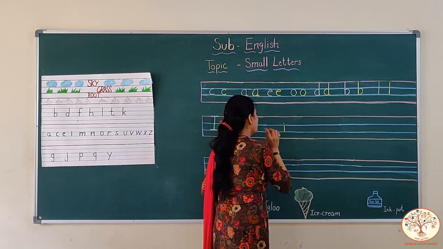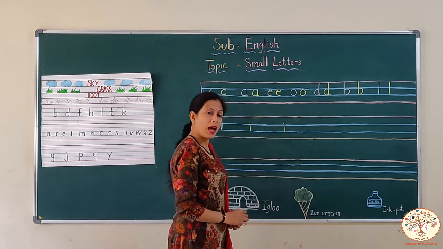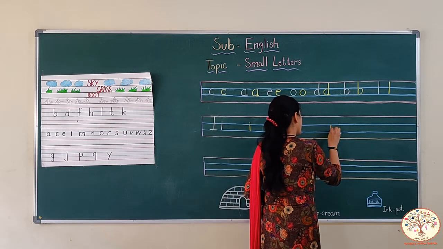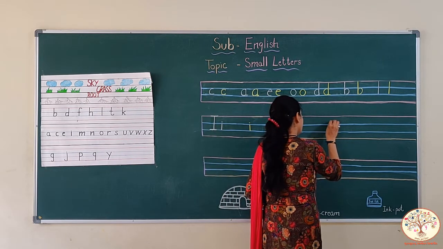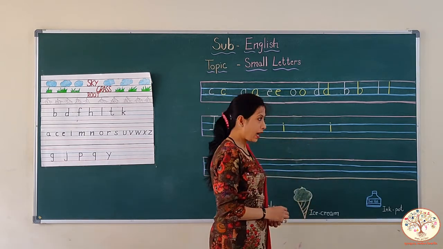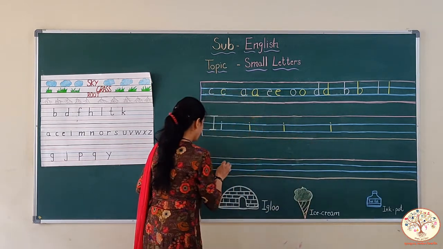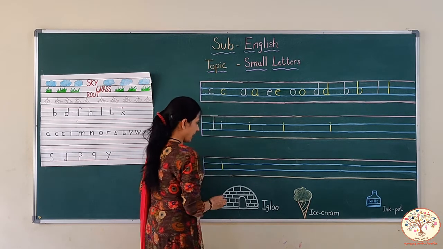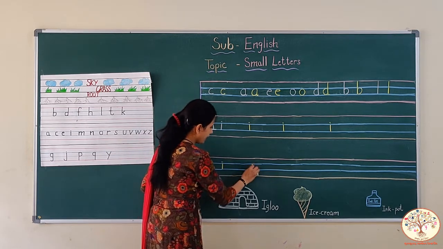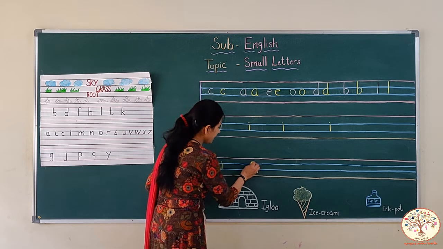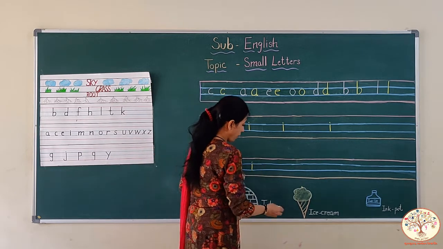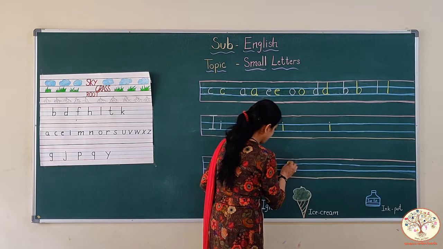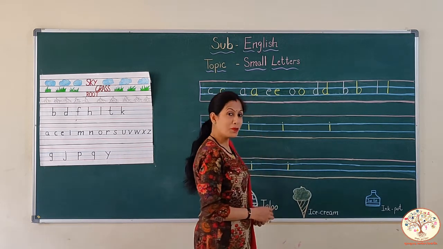Once again, a standing line and a dot, small I. Small I. I says E. I for igloo. I E ice cream. I E ink pot.